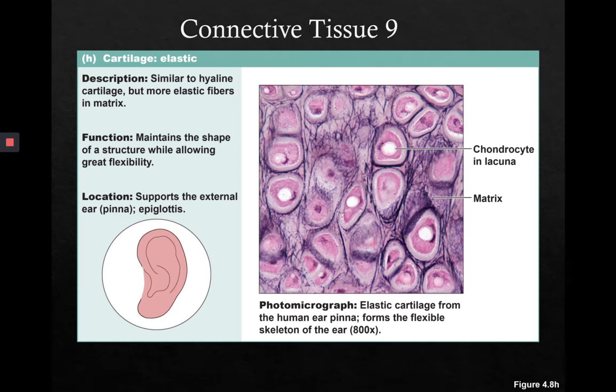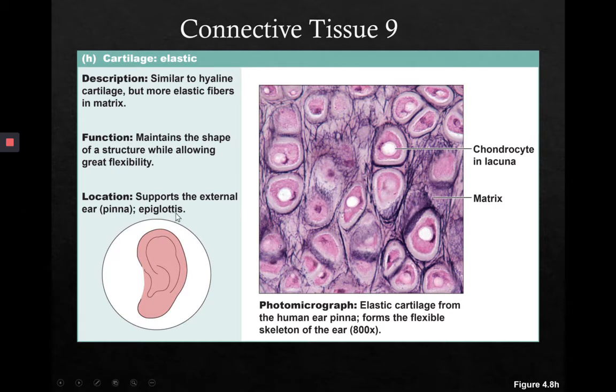Elastic cartilage looks a lot like hyaline cartilage except for the addition of these elastic fibers between the lacunae. The lacunae are the cups that hold the mature cells like chondrocytes, and it's able to maintain its shape even after bending, so it allows for great flexibility wherever it's located. You can find this in the ear and the epiglottis.